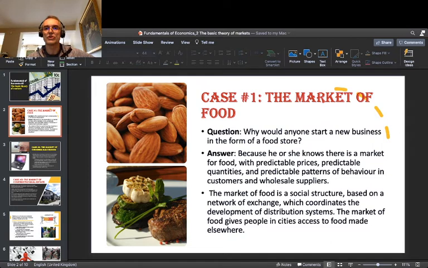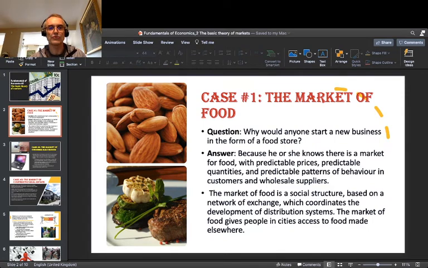So why would anyone start a new business in the form of a food store? Because he or she knows there is a market for food with predictable prices, predictable quantities, and predictable patterns of behavior in customers and wholesale suppliers. In this case, the market of food is a social structure. I say it is a structure because it is very repetitive. And it is based on a network of exchange. That network coordinates the development of distribution systems.